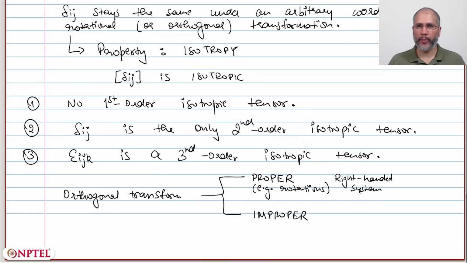An example of improper orthogonal transformation is reflections. We saw it in the last lecture, through an exercise towards the end, that if you have reflection along a particular plane, we noticed that it resulted in a left-handed coordinate system. So such transformations are called improper orthogonal transformations. So these result in a left-handed system.